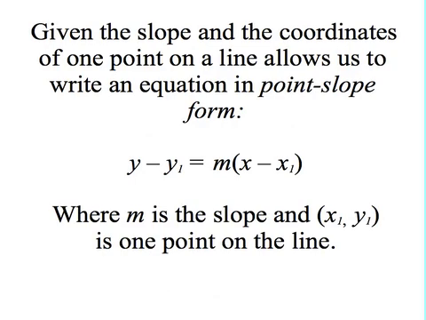And now let's introduce another special form. This form is called Point-Slope Form. If you know the slope and one ordered pair from a line, you can write the equation using Point-Slope Form, where the y sub 1 is the known y-coordinate of your ordered pair, and the x sub 1 is the known x-coordinate of your ordered pair, and of course the letter m stands for the slope.